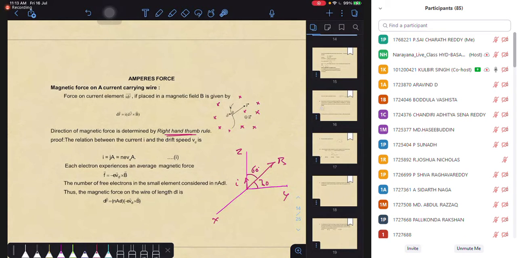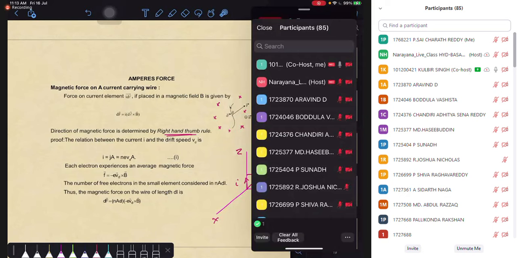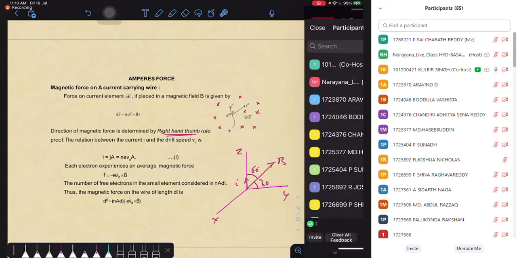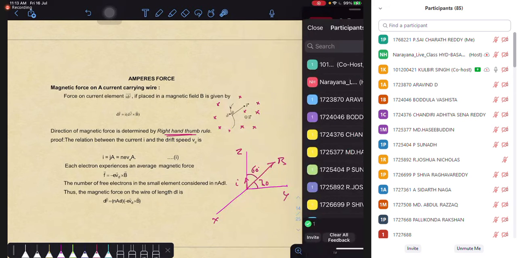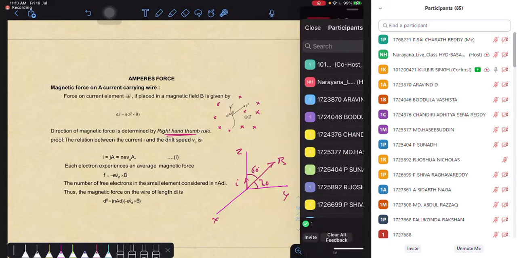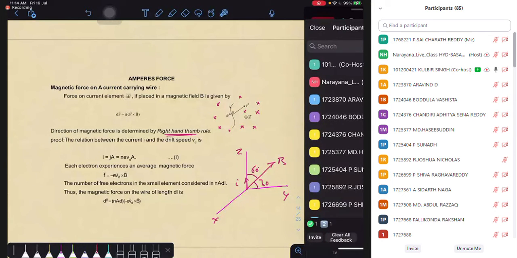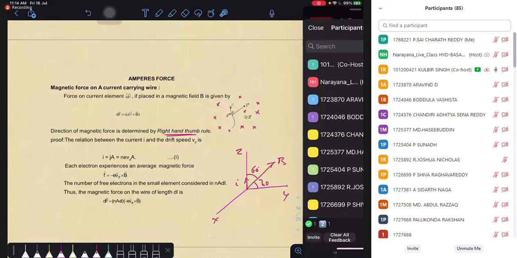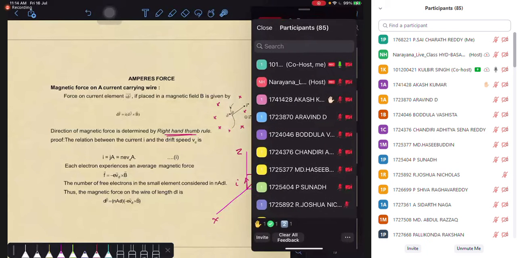It is a simple one, but the angle creates illusions. The angle here is creating the confusion. So anyone want to give the answer here? Current in the z direction, magnetic field makes an angle of 60 degree with the z-axis, 30 degree with the y-axis. So what is the direction of the force?